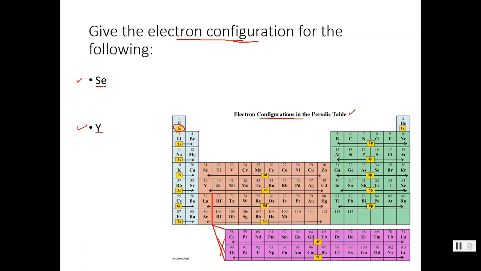So let's start with Se, selenium. If I asked for the electron configuration for selenium, I look at my periodic table here and I see that selenium's right here in the periodic table, it has 34 electrons. A neutral element of Se has 34 electrons because it has 34 protons as well. So my electron configuration needs to give a home for 34 electrons.